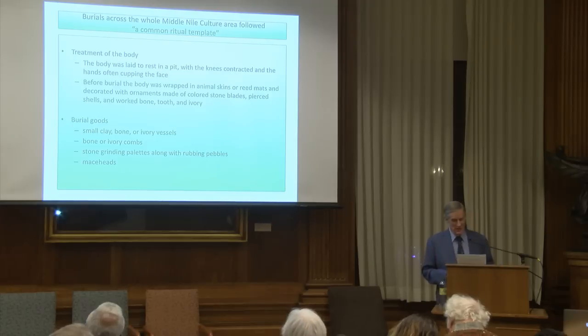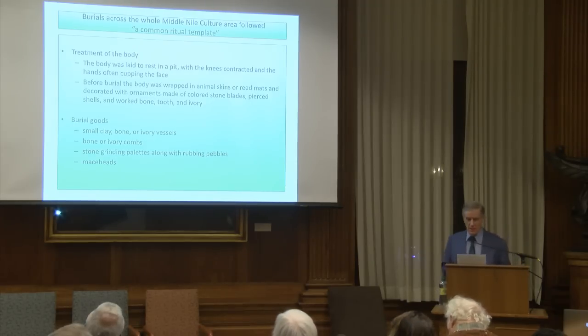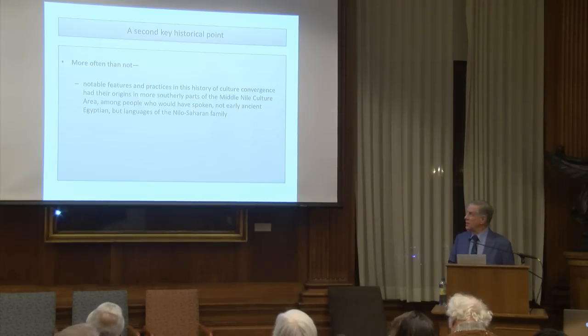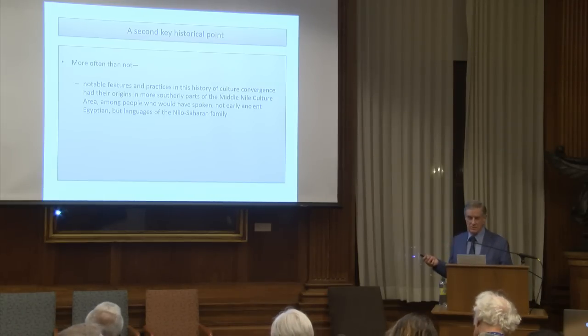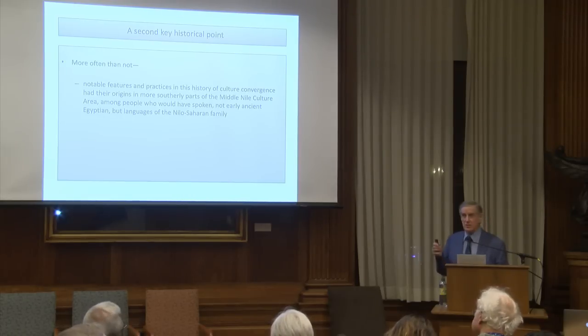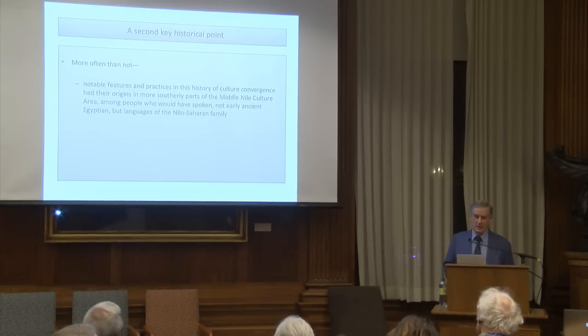So, okay. And there's a second key historical point to make here. More often than not, it appears that new notable features of culture tended to have their origins in the more southerly areas, among people who would have spoken not early ancient Egyptian, but languages of the Nilo-Saharan family. Now, if you look back at your list of grave goods, mace heads, for example, appear first in burials in the Sudan in the sixth millennium. By the fourth millennium they finally become common in Upper and Middle Egypt.